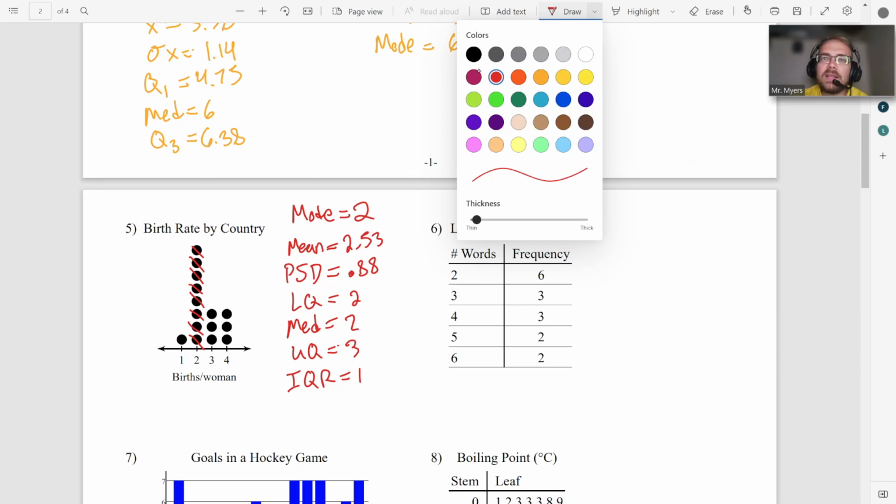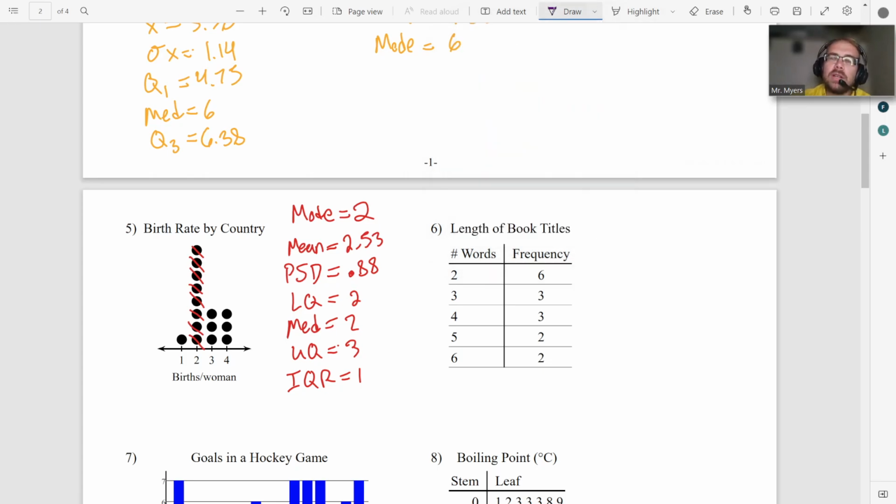Moving on to number 6, kind of the same thing as before. Move to like a purplish color now. Keep switching colors here. So kind of the same thing. The mode is going to be kind of similar. Just look for the one that repeats. The frequency is how often it repeats. 2 repeats the most, so 2 is the mode. All right, what about for the rest of the things? Well, you just type it all in again.